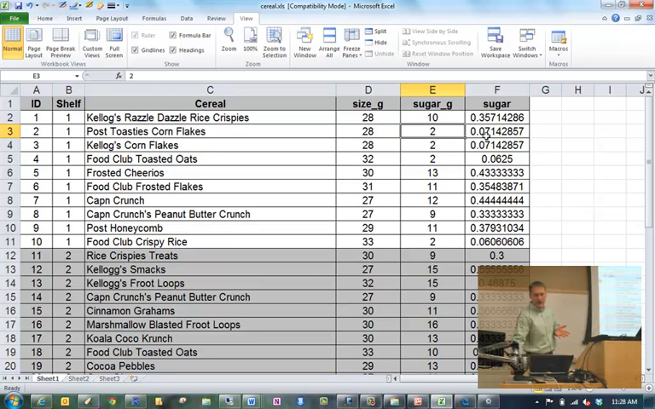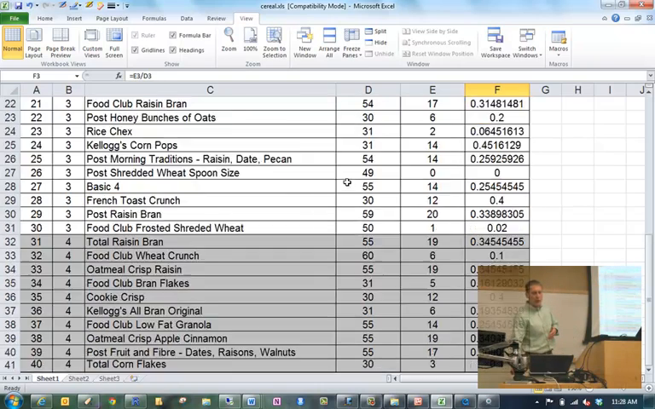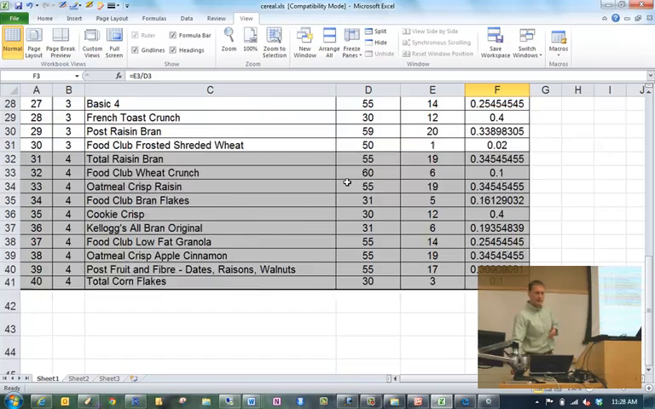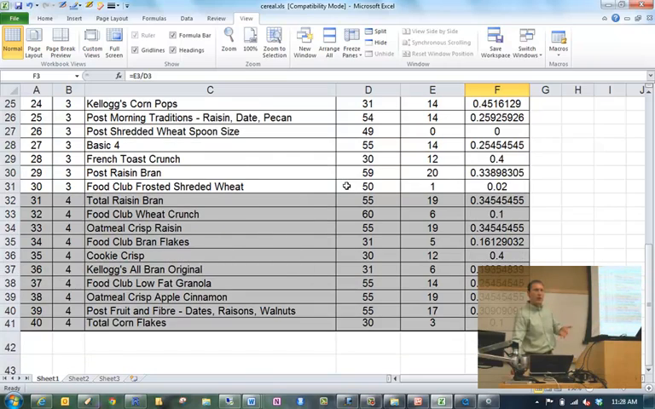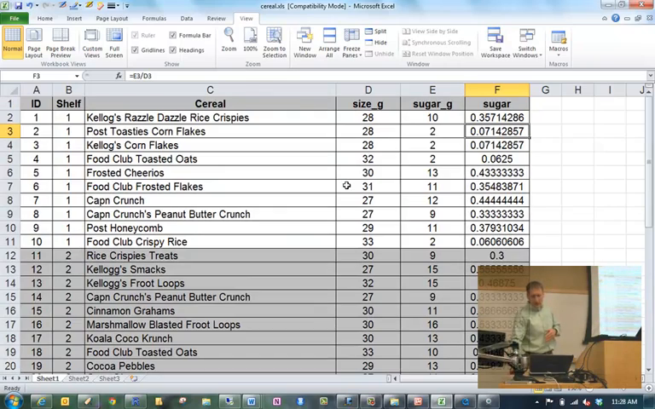Sugar's a lot less, 7% of the content. And I did this, there was only 4 shelves at this particular grocery store. So 4 was the top, 1 was the bottom. And what I was curious about is, do they place cereals with respect to the shelves based upon the sugar content in the cereals? Now, why do you think I might be interested in something like that?